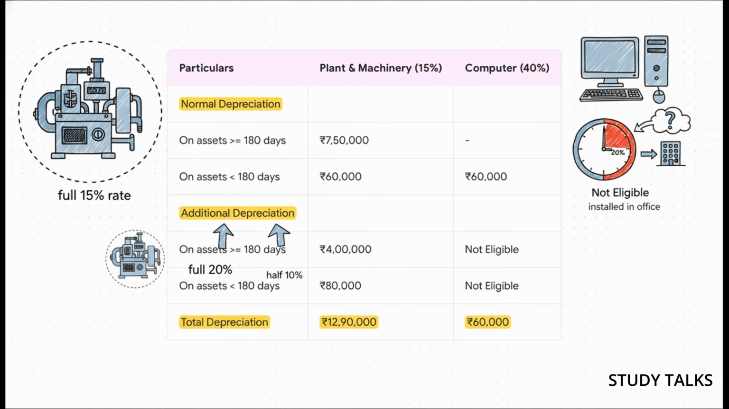Now for additional depreciation. This only applies to the new machines. The 20 lakh machine gets the full 20% bonus, which is 4 lakhs, but the 8 lakh machine was used for less than 180 days, so it only gets half the rate, 10%, which is 80,000. Finally, the computer. It's in its own separate 40% block. Since it was used for less than 180 days, we apply half the rate, 20%, on 3 lakhs, giving us 60,000. Now, is it eligible for additional depreciation? No, absolutely not. Why? Remember the rule. Assets installed in the office are excluded. See how every single rule we just talked about comes together right here?